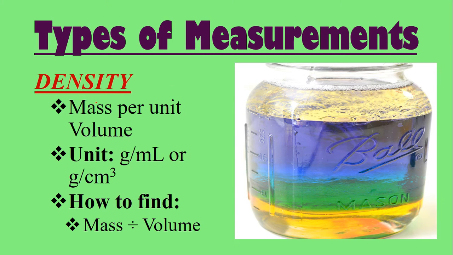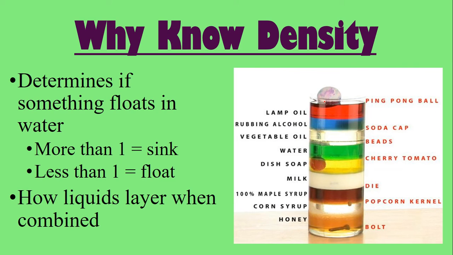Density factors in. This is mass per unit volume. So you take your mass and you divide by your volume. So it has 2 units, grams over milliliters or grams over centimeters cubed. The reason why you have 2 units is because the volume has different units. And in this picture over here, what you can see is that different substances have different densities and they layer on each other, with the densest thing at the bottom and the less dense thing at the top. And that's why we need to know density. It determines if something will sink or float in water.